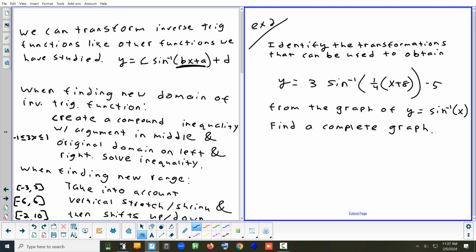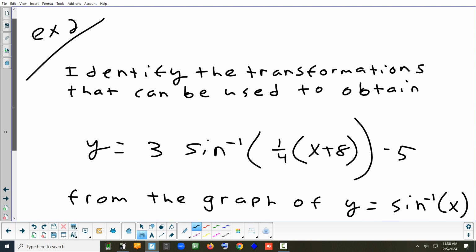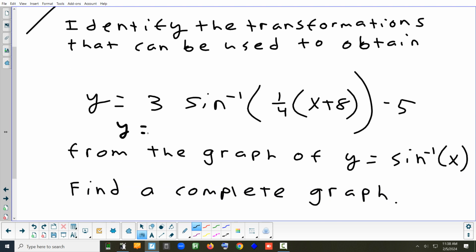Okay, any thoughts about that equation? Y equals 3 inverse sine, and then in parentheses 1/4 x plus 8, and then minus 5 on the end. Yep. Because there's 2 sets of parentheses there, we're going to have to distribute the 1/4 into the x and the 8, which will bring it to 1/4 x plus 2. Okay, so let's do that first so we can get this more in what I would call standard form, so we can see the A, the B, the C, and the D.